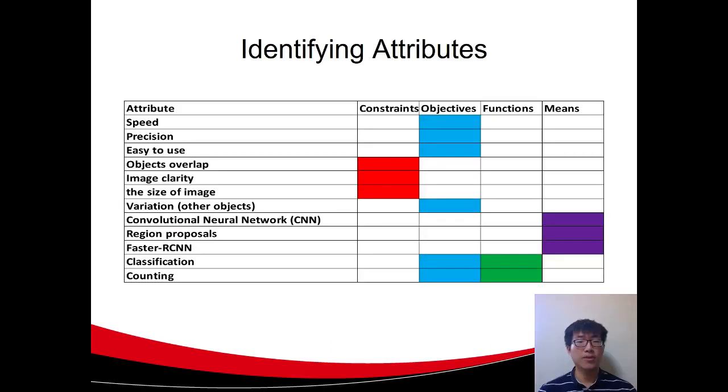The constraints of our project are image clarity, objects overlap, and the size of the image. If the objects overlap or the image is not clear, the program will not recognize the objects correctly.